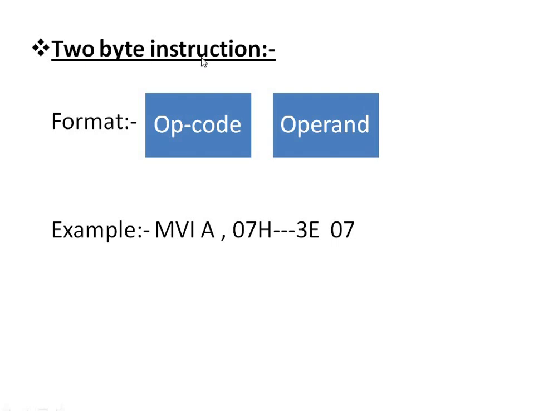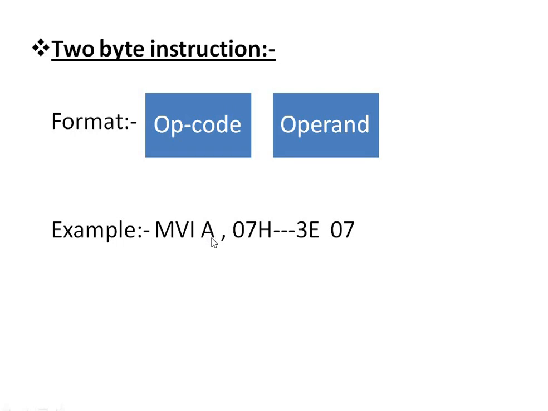A 2-byte instruction specifies the opcode as well as the operand, where the operand is 8-bit data or the 8-bit address of the port from where the data has to be fetched. The format of this 2-byte instruction is: the first part is opcode and the second part is operand. For example, if the instruction is MVI A,07H, 07 is the operand and MVI A is the opcode. This instruction means 07 data is going to move immediately to the accumulator.